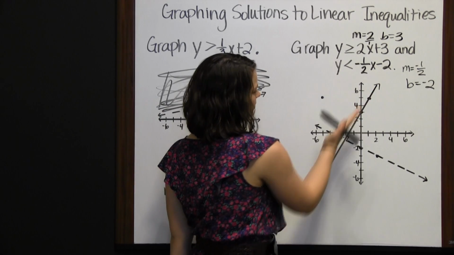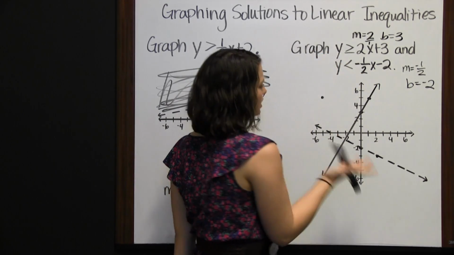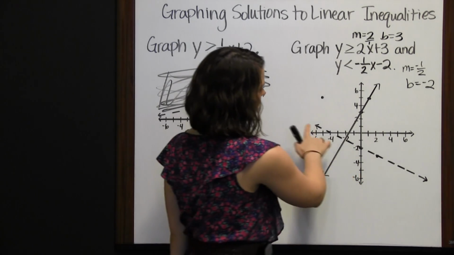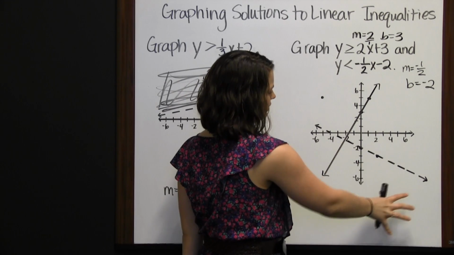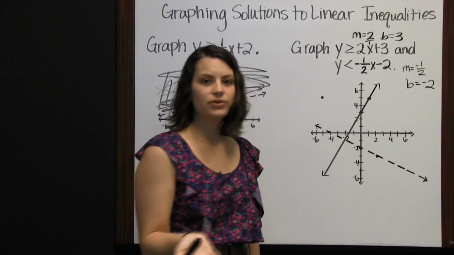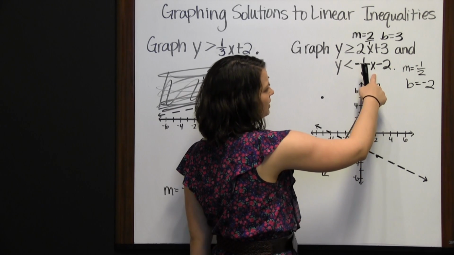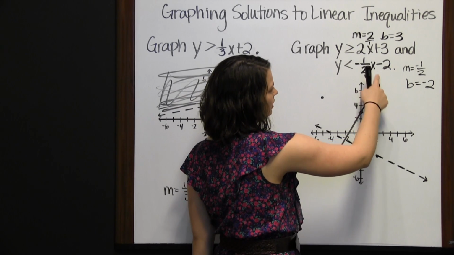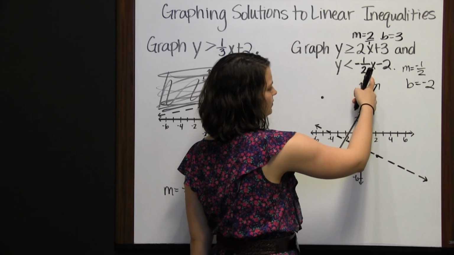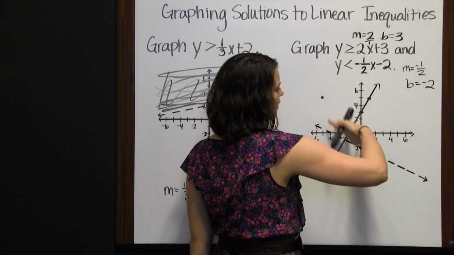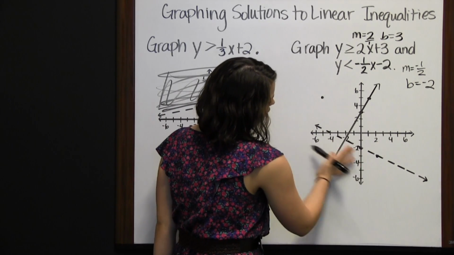For our first line, this region was what was shaded. So now we need to see where we're shading for our next line. Is it above the line or below this dashed line? Again, I'm just going to use 0, 0 in order to check. So negative 1/2 times 0 is 0. 0 minus 2 is negative 2. So is 0 less than negative 2? It is not. So this is not where we're shading for this one. We're shading down here in this region.